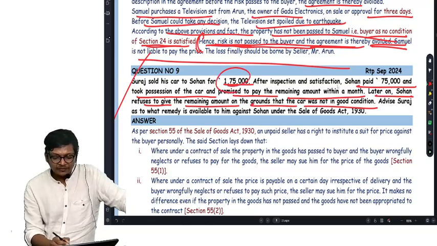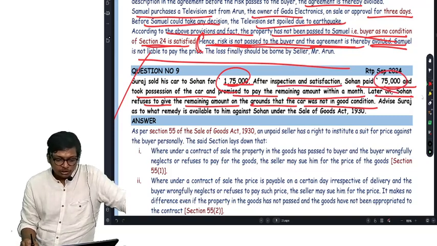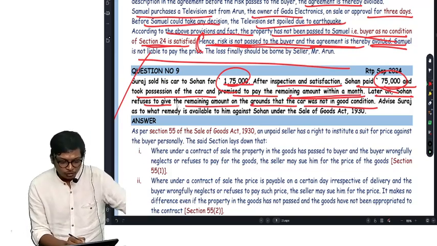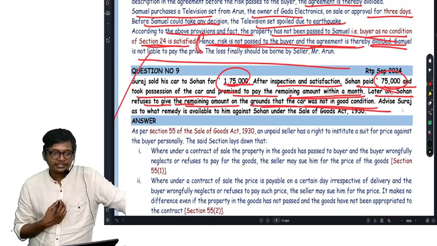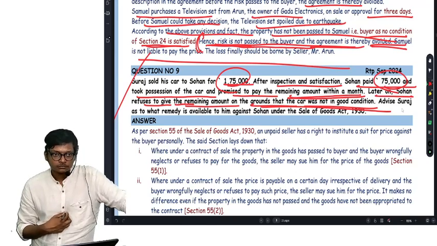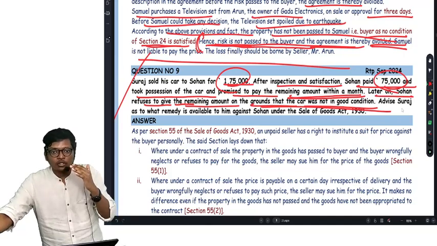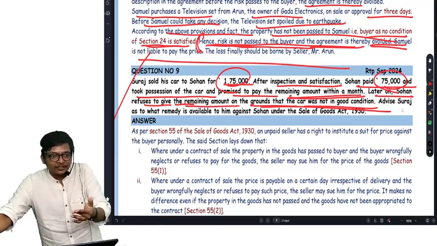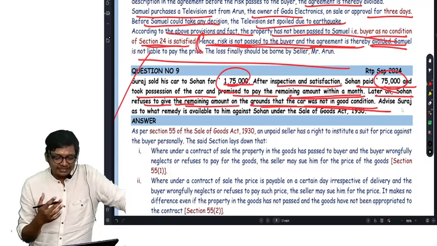In total 1,75,000. After inspection and satisfaction, he paid 75,000 and took possession of the car and promised to pay the remaining amount within a month. Later on, Sohan refused to give the remaining amount, saying the car was not in good condition. What is this? Unpaid seller's right against buyer. Here the sale is completed, Unit 4, unpaid seller. Sale is completed. Ownership is transferred. Goods possession is also transferred. So as an unpaid seller, I have rights against the buyer.